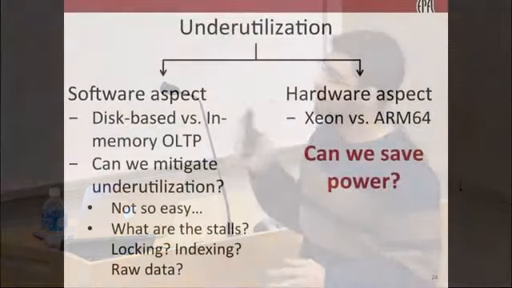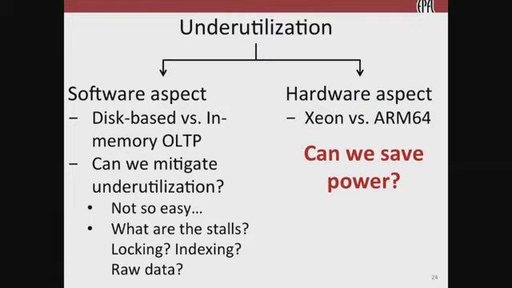So, okay, underutilization problem, now we have looked at the software aspect. The question was, can we mitigate underutilization? The answer is, I don't think it's very easy, because in-memory OLTP systems are already doing a lot of optimizations to actually improve the busy cycle ratio, but it ends up with a high stall cycle ratio. It doesn't say, but it suggests that it looks like an inherent problem for transaction processing systems.